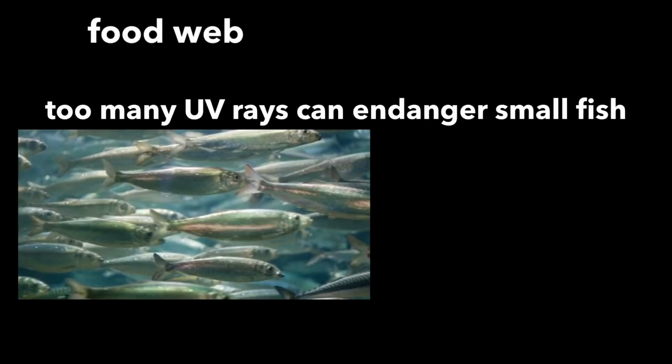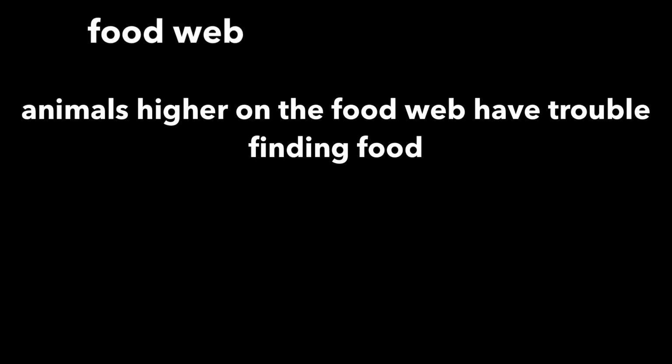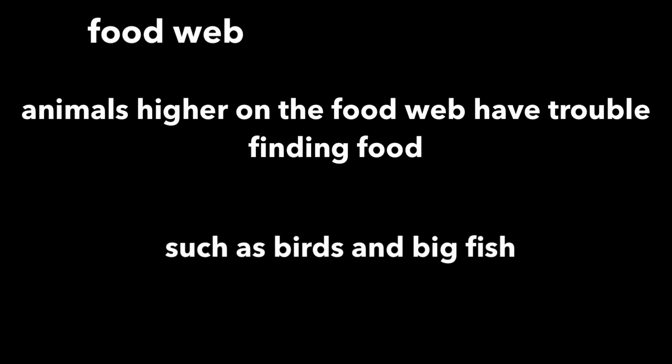The food web. Small fish, which are at the bottom of the food web in this kind of ecosystem, will have a lower chance of survival due to the sun's UV rays. This would disrupt the food web because the animals on the higher end of the web will have trouble finding food or energy. Less small fish results in no food for larger fish and birds.